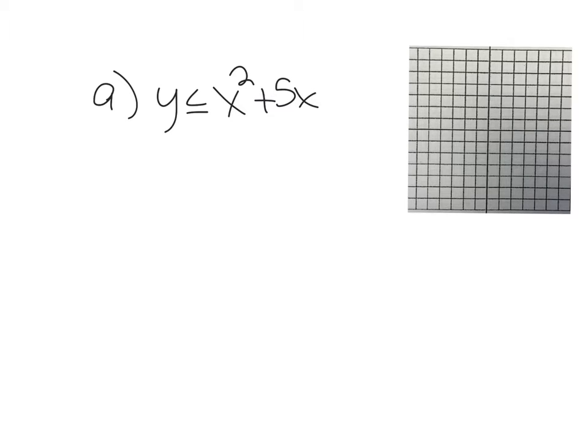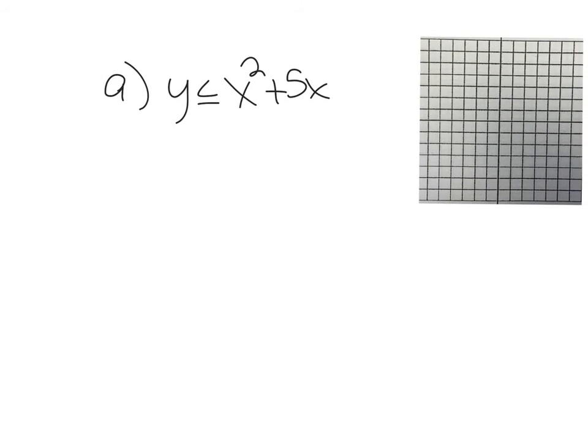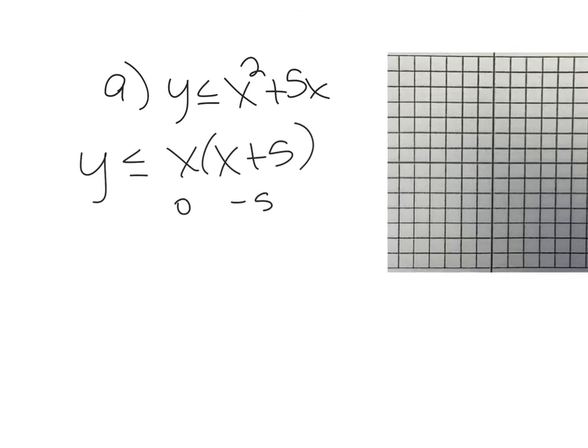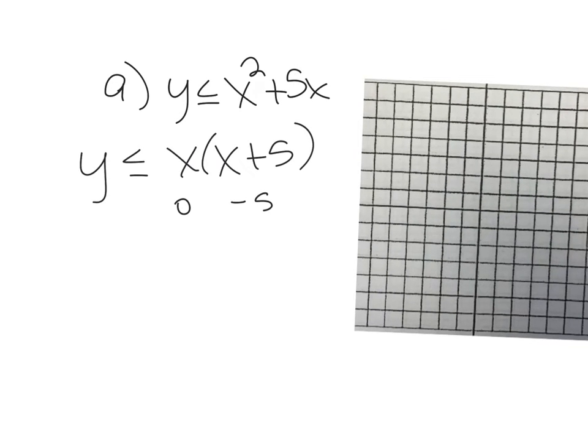So to do that, you have 3 ways you can do it. And this one, if it factors pretty easily, I'm going to do the factored form. So I'm going to take out an x and go with the x plus 5, which means one of my x-intercepts is at 0 and one is at -5. So I'm going to take those 2 numbers over here and put them on my graph. I'm going to put 1 at 0, which is hard to see on my graph right here.